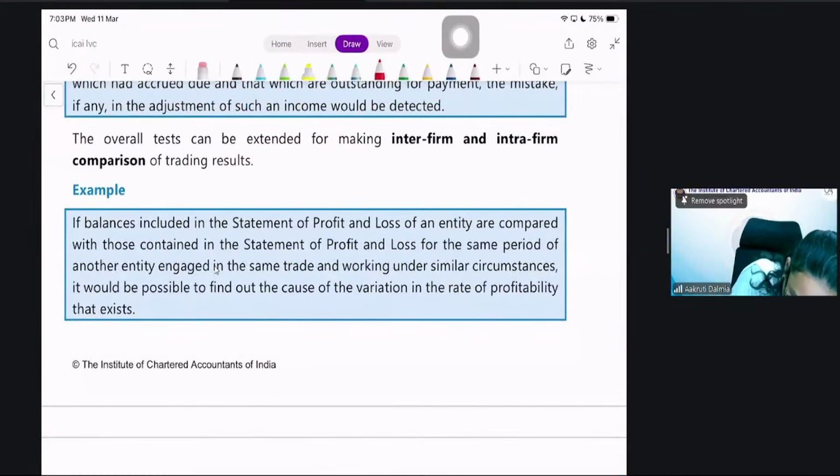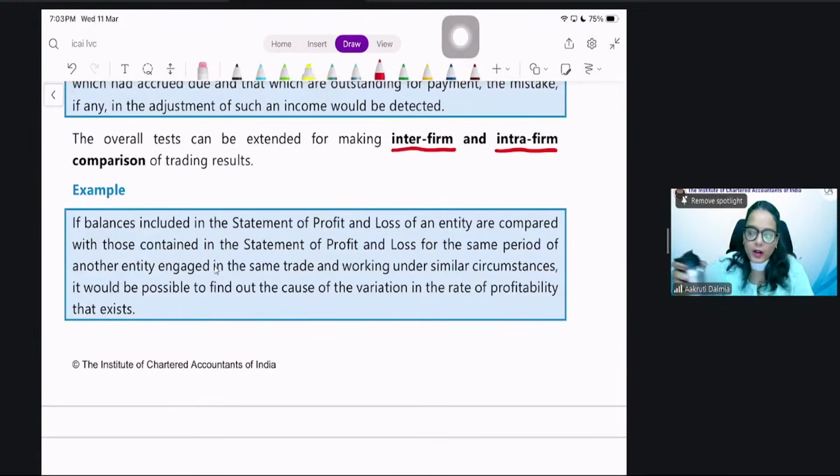Overall test can be done inter-firm and intra-firm. Can anyone tell me the difference? What is intra-firm and what is inter-firm? What is the difference between inter-firm and intra-firm?